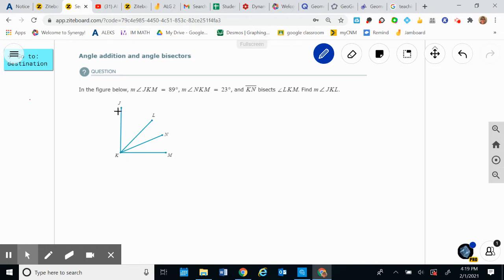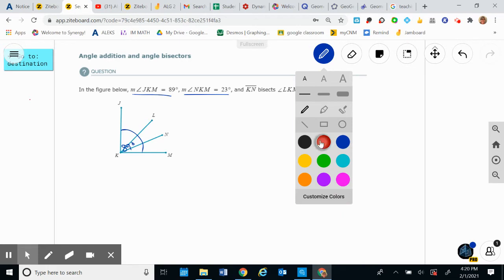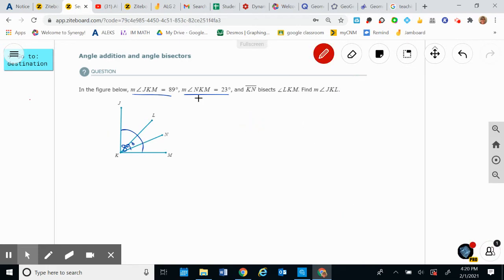JKM is 89 degrees. Oh, JKM. I was looking at N. Okay. This whole thing is 89 degrees. Okay, I'm going to write it in here like that because that way we know it's the big angle. Then it says the measure of angle NKM equals 23. This is blue. Okay, I'll do this one in red. NKM equals 23. So this little piece is 23 degrees.